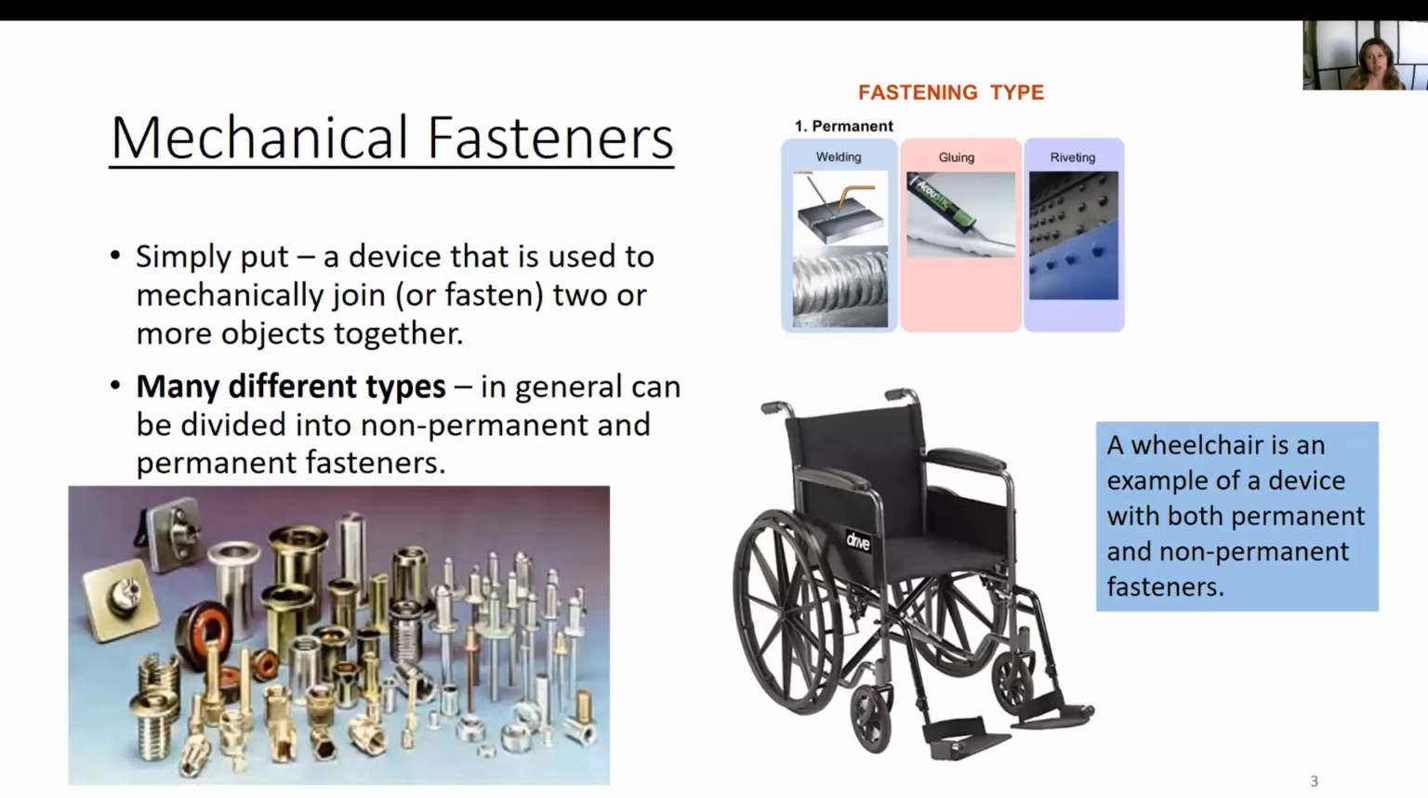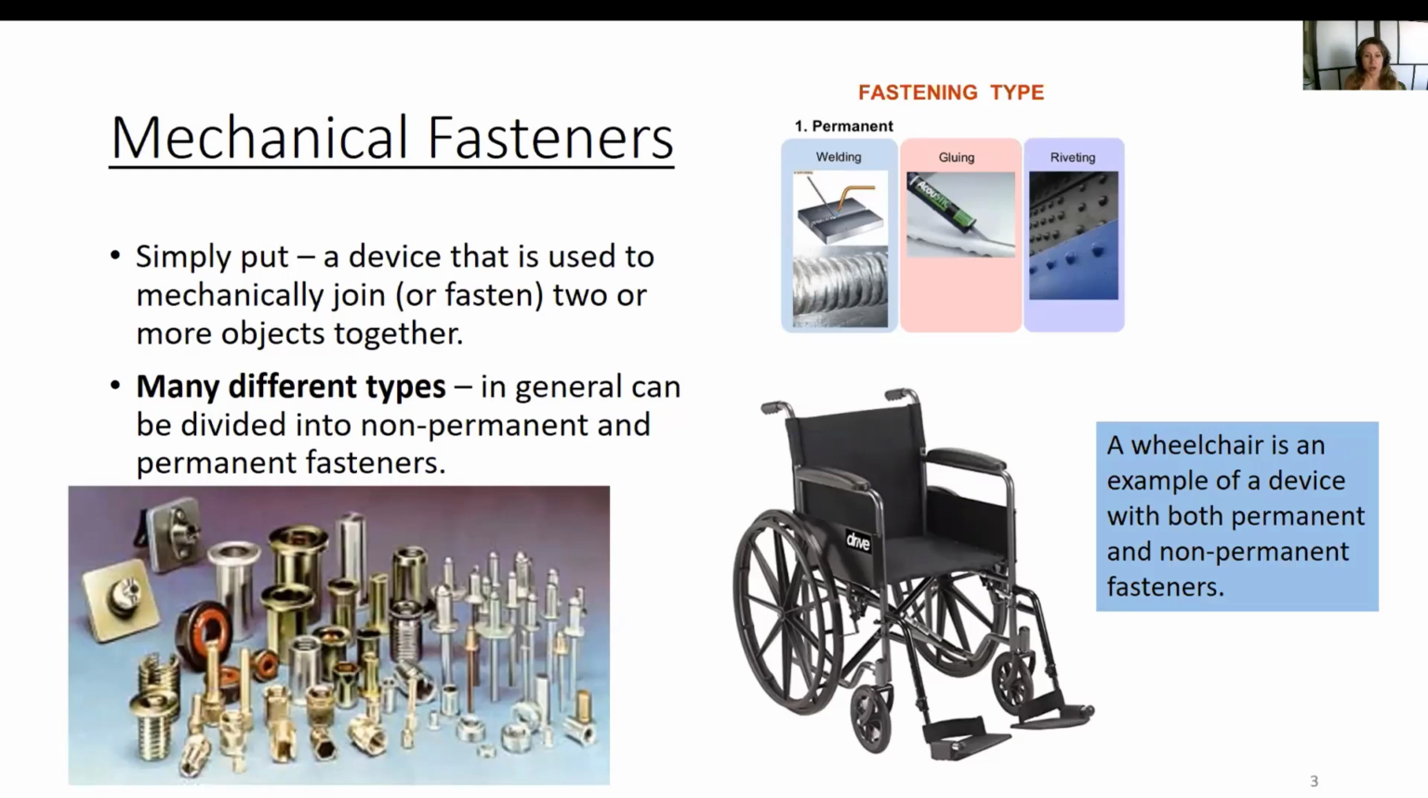A broad definition of mechanical fasteners: it is a device that is used to mechanically join or fasten two or more objects together. And there are so many different types. In general, they can be divided into non-permanent and permanent fasteners. Permanent fastening types would be things like welding, gluing, or riveting. And in this class, we're going to focus more on non-permanent fasteners.